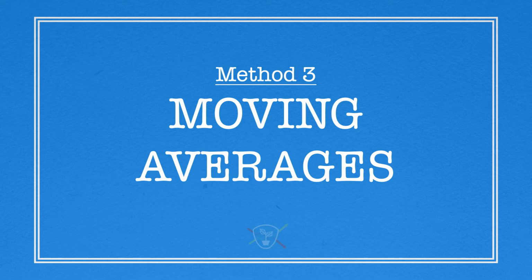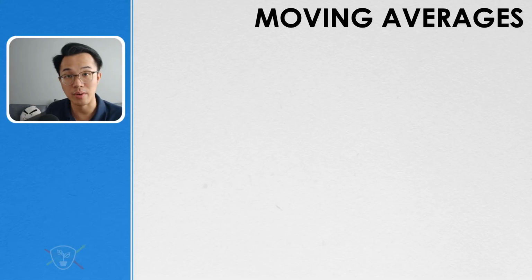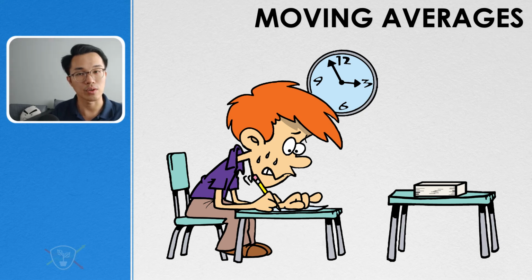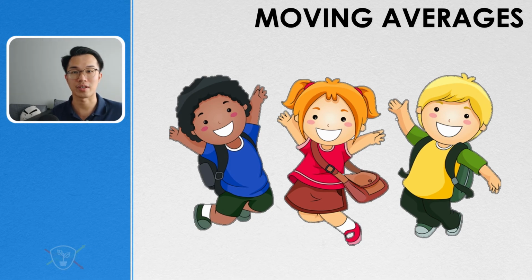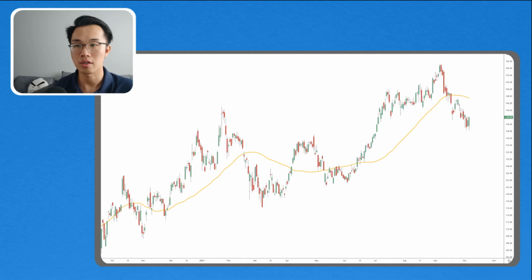Alright, we've now come to the third method of how we can identify a trend, and in this method we're going to be using moving averages. It's the same psychology as, let's say we take an exam and we kind of want to know how well did we do relative to everybody else who took the exam. So we take the average scores of the entire cohort, everybody who took the exam. If our scores are higher than the average, then we did better than the average person. So, good job.